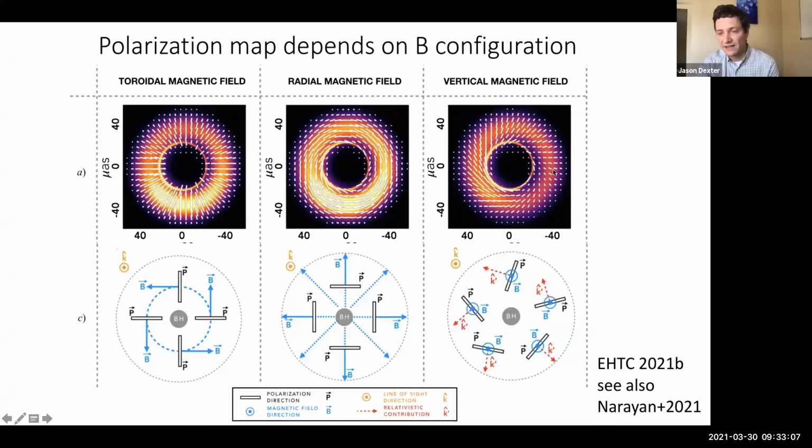And I would also highlight, as well as the EHT papers going over this, an upcoming Narayan et al. paper that develops a really nice analytic model for understanding these K cross B type calculations. Okay.